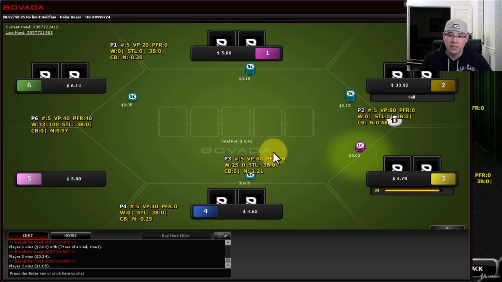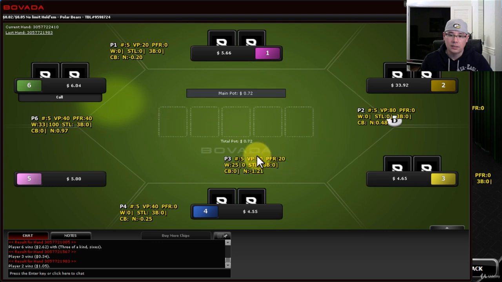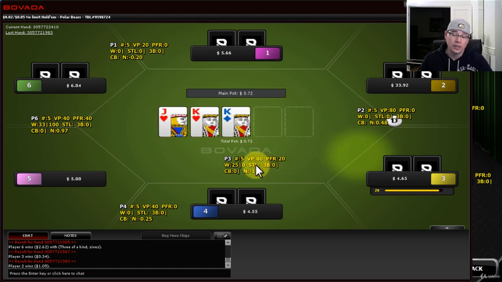So there's a 60% gap between these numbers. And what that really tells us is that out of this 80%, he is raising the top 20% of his hands, and he's limping in the lower 60%.